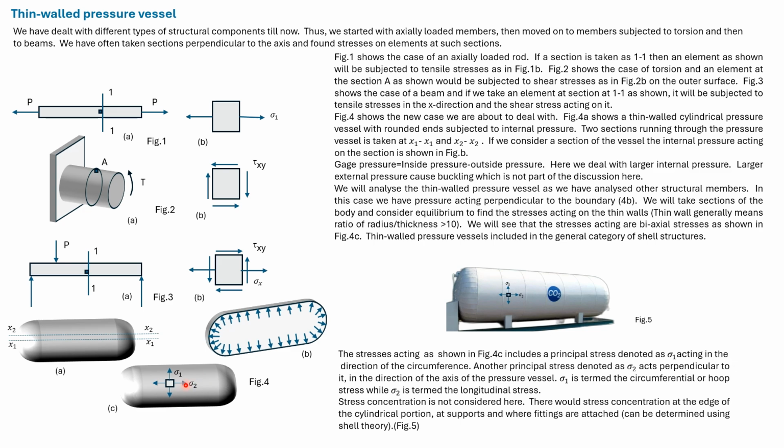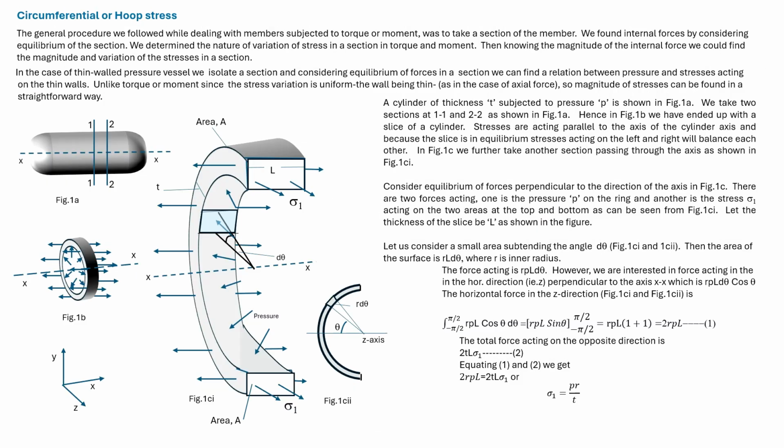We'll determine formulas for these stresses, but we won't discuss stress concentration. At the edge of the cylindrical portions, there are stress concentrations. Also, where there are supports and fittings, there are stress concentrations. Here we determine circumferential or hoop stress. Consider this cylindrical pressure vessel with rounded ends. We'll find circumferential or hoop stress in this pressure vessel using equations of equilibrium.